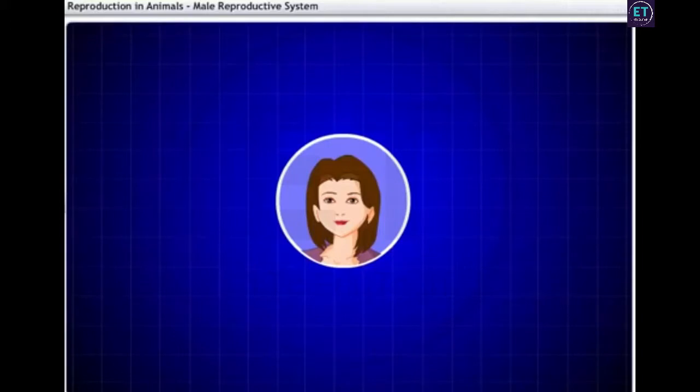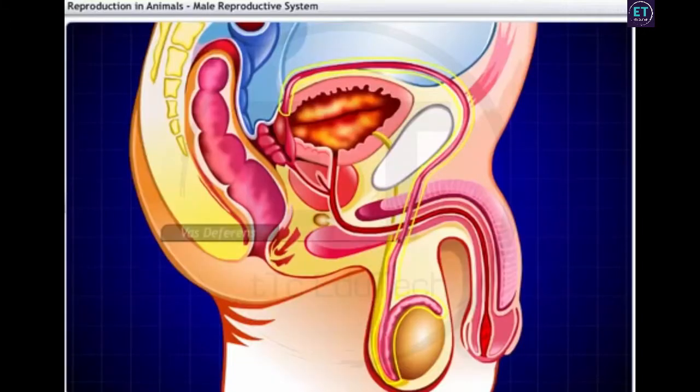What is the vas deferens used for? The vas deferens continues from the epididymis as a tube. The length of the tube is about 30 centimeters and it is muscular.